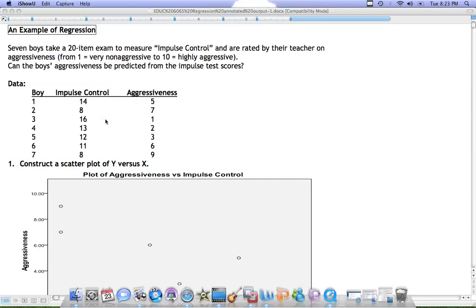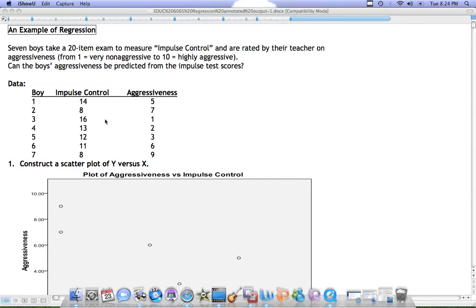Hi, this is Mary Hansen, and this presentation is on interpreting SPSS output for a regression example using simple linear regression. The problem is, 7 boys take a 20-item exam to measure impulse control and are rated by their teacher on aggressiveness from 1 equals very non-aggressive to 10 equals highly aggressive. Can the boys' aggressiveness be predicted from the impulse control scores?